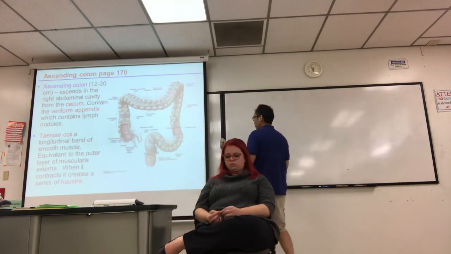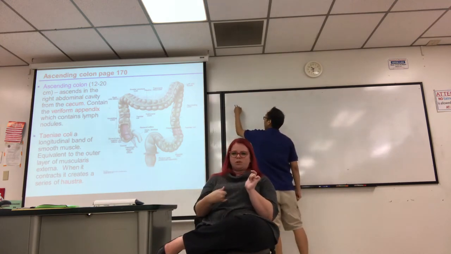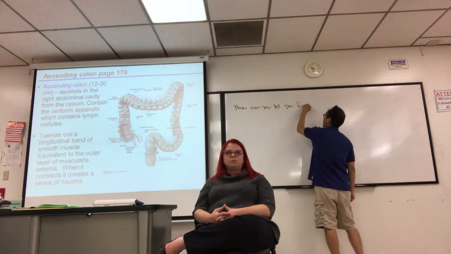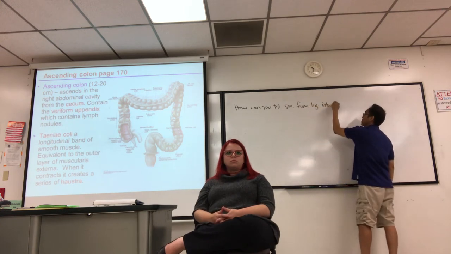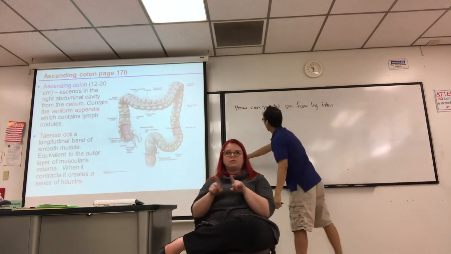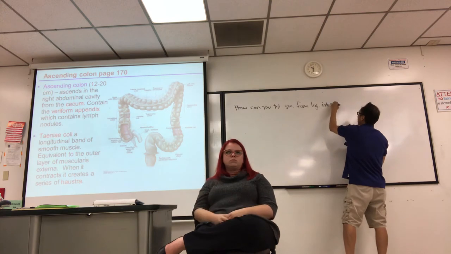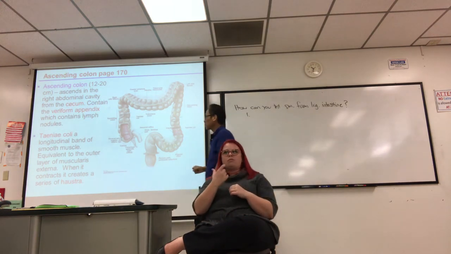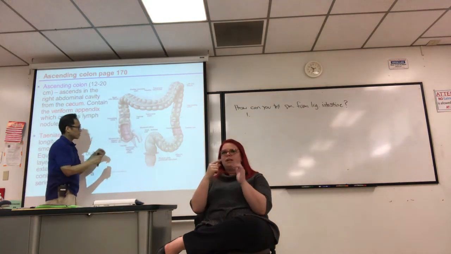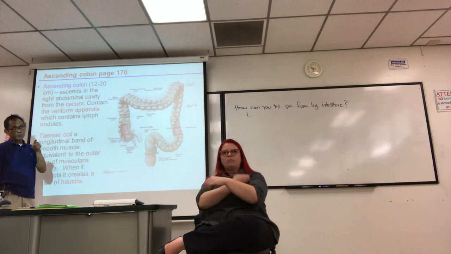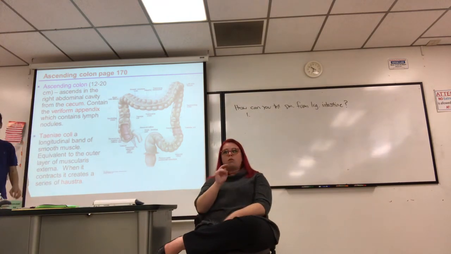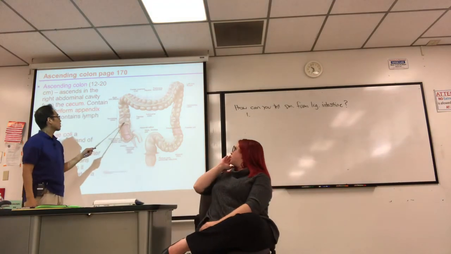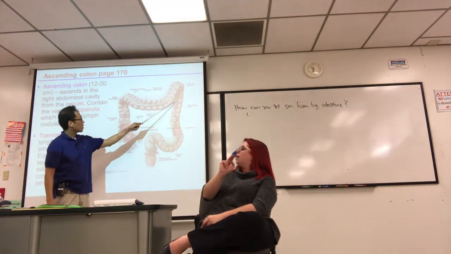How can you tell small from large intestine? The large intestine is also called the colon. Well, one is you have these little bands. In the cecum and colon, the muscle layer has a circular and longitudinal layer. In the colon, the longitudinal layer reduces to three thin bands called taenia coli. You can see that band here on the picture.